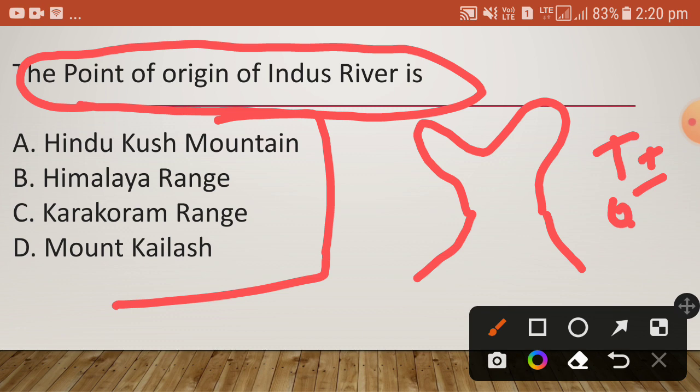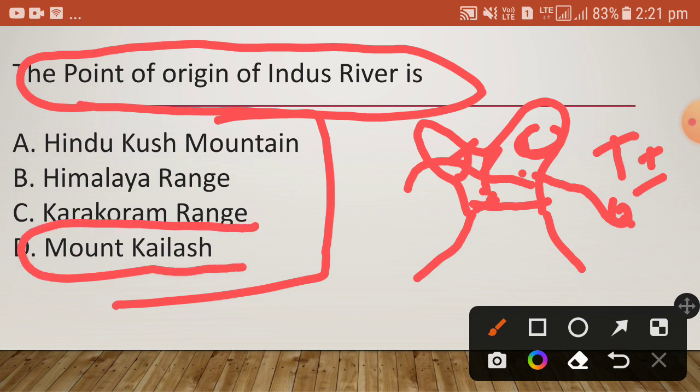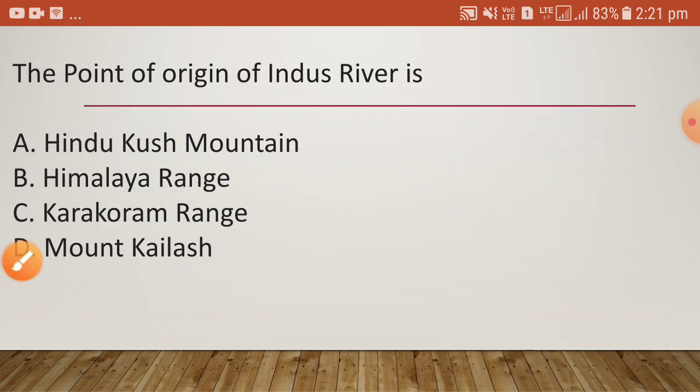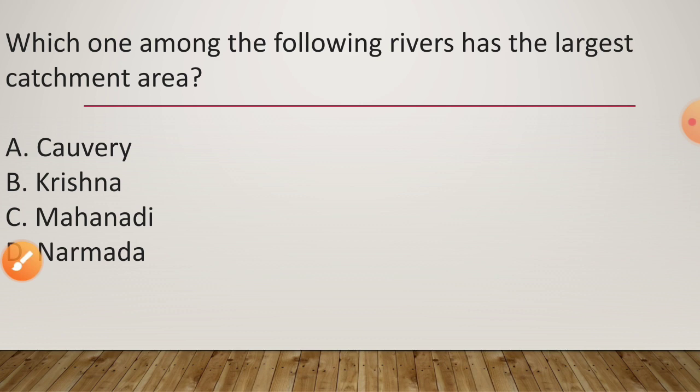It enters through the Ladakh region. This region was recently converted into a UT. This is Ladakh, and this is Jammu and Kashmir. So it enters the Ladakh region, at a place called Leh. Everyone will know Leh, and it enters Jammu Kashmir, and then it enters into Pakistan. So now the question is the point of origin. It is Mount Kailash. It is also called Kailash Parbat, Manasa Sarovar Lake, etc. So you have to remember all these names. Which among the following rivers has the largest catchment area?